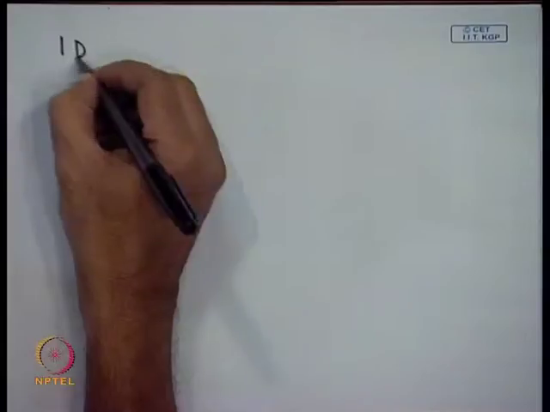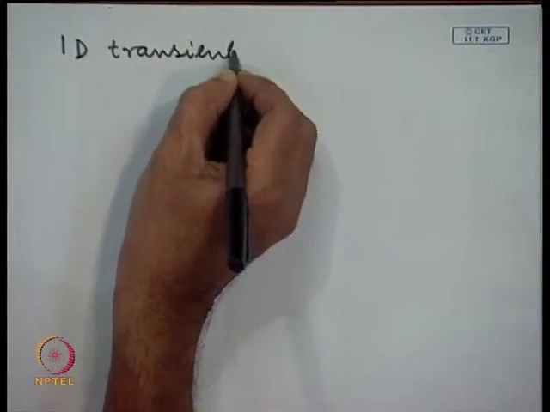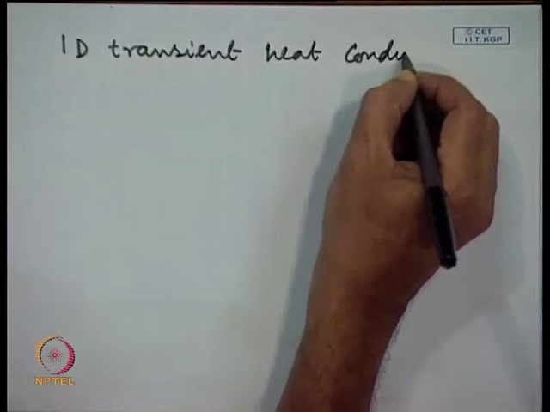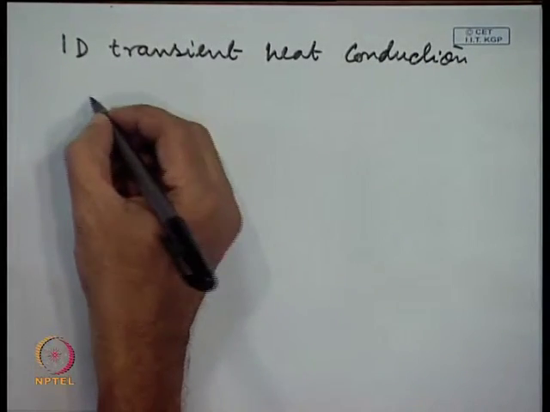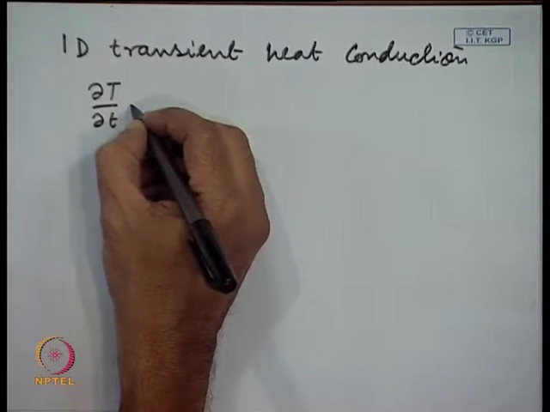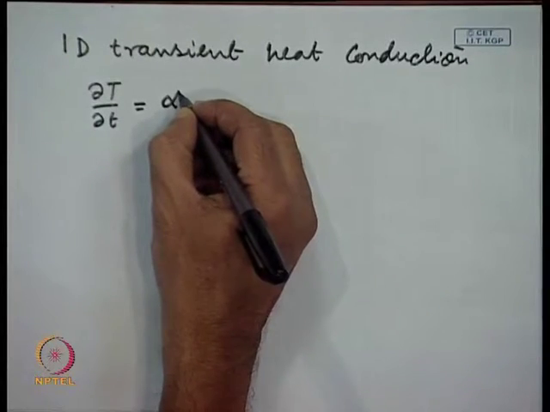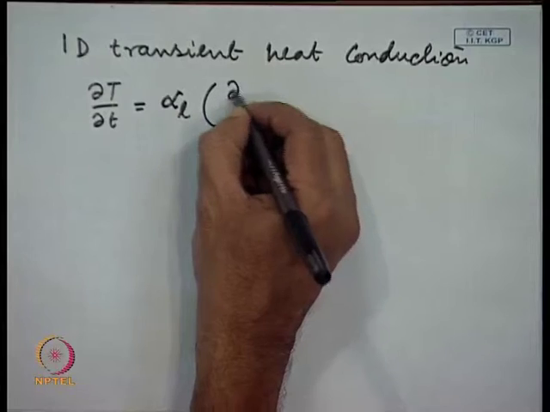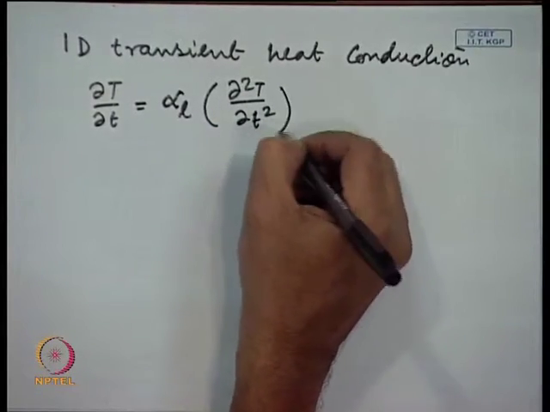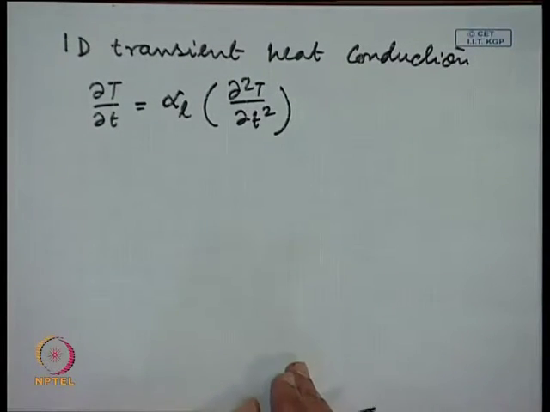Now, let us come to the heat transfer control growth. As I have told, for heat transfer control growth or the heat transfer process, we are analyzing considering one dimensional transient heat conduction. So, 1D transient heat conduction, we have dT/dt is equal to alpha, this is thermal diffusivity of the liquid, times d2T/dy2.